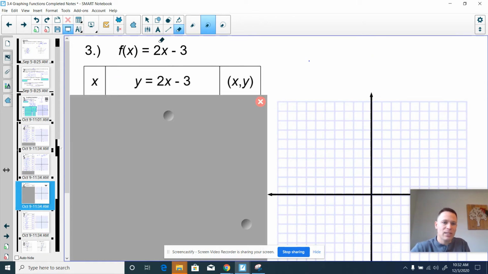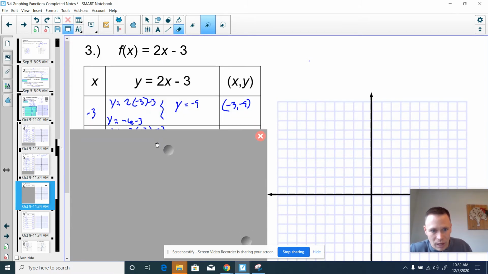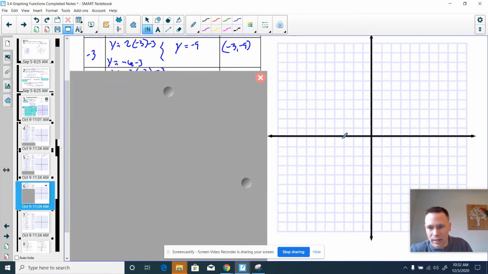All right, next one. This now says f of x, but remember f of x means y, so we're just changing that. So we have a function, and again, all we're doing is substituting in the values of x. So substitute in negative 3. Negative 3 times 2 is negative 6, and I subtract 3 to get negative 9. So I'm going to plot negative 3. Again, negative 9. I don't want to graph that wrong again. Negative 3, negative 9 is right here.